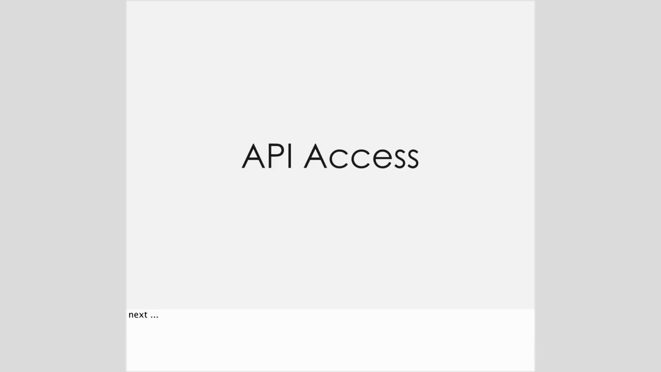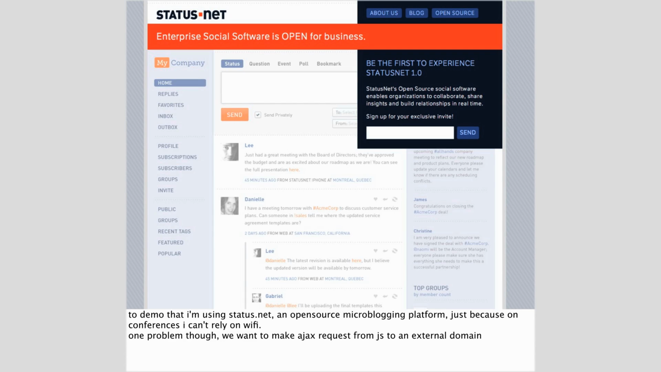Next, API access. We may want to get data from somewhere else, and we maybe want to do this in our client application and not hit our servers for that, because why just route this over our servers? It's load that we don't actually need. For this demonstration, I'm using StatusNet as an API provider.